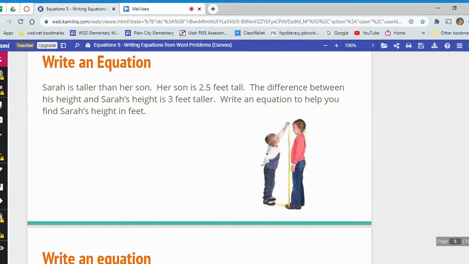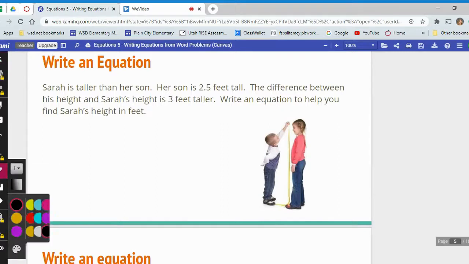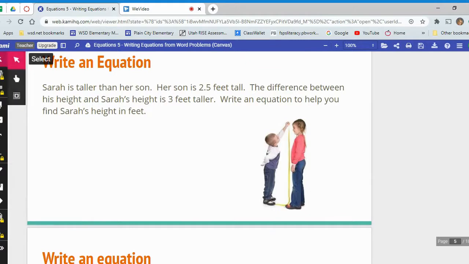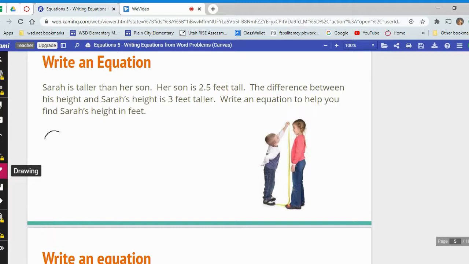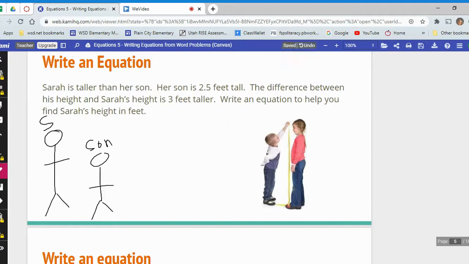Sarah is taller than her son. So let's draw this out. We've got two people. So we have Sarah, and I'm going to put an S, and it says she is taller than her son. So here's her son. This one is the son. Her son is 2.5 feet tall. So we know the son right here.